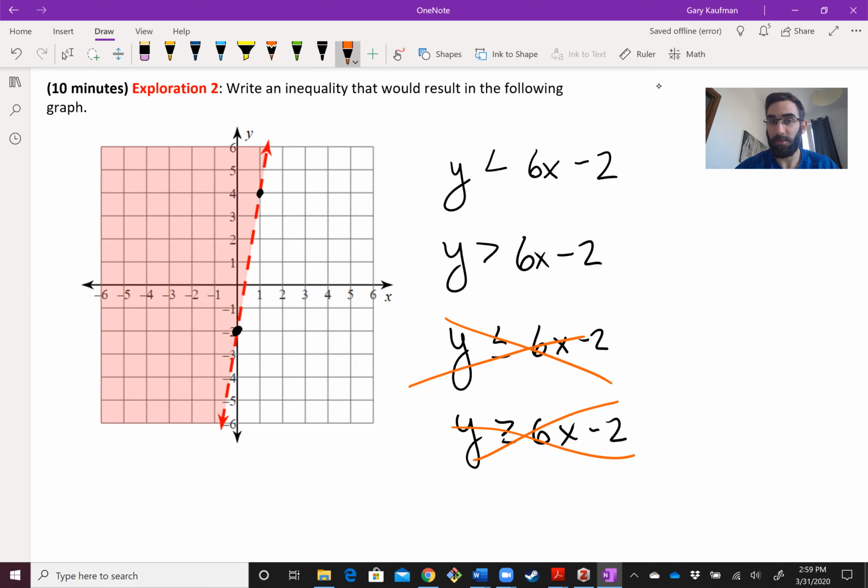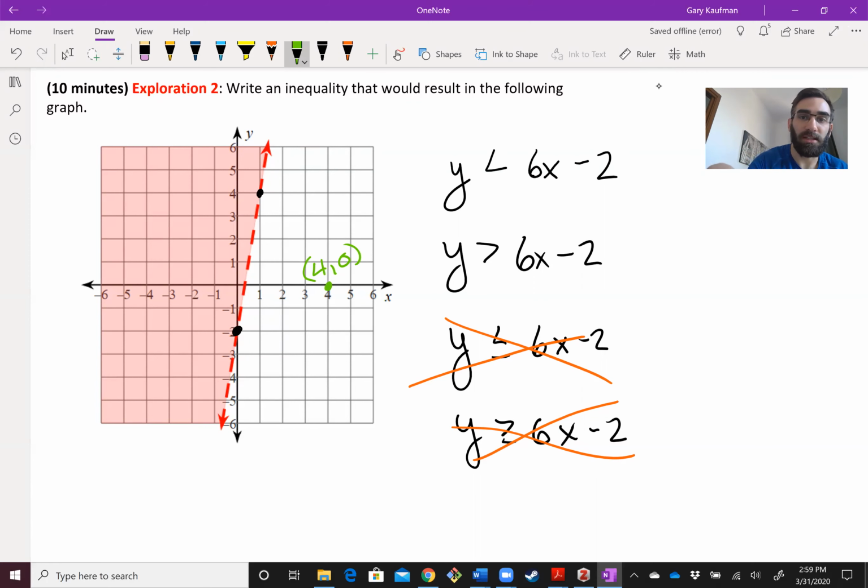50-50 chance. Well, again, I can pick any ordered pair: one from the solution, which is our orange side, or one not from the solution. So let's say I'm going to pick this one, (4, 0). When I plug (4, 0) in, I want the inequality to be false because it's on the false side.